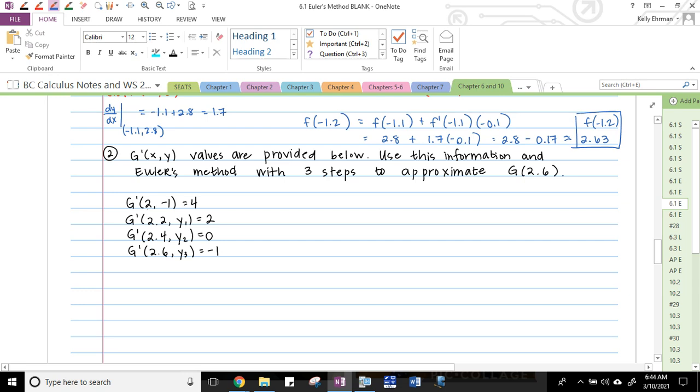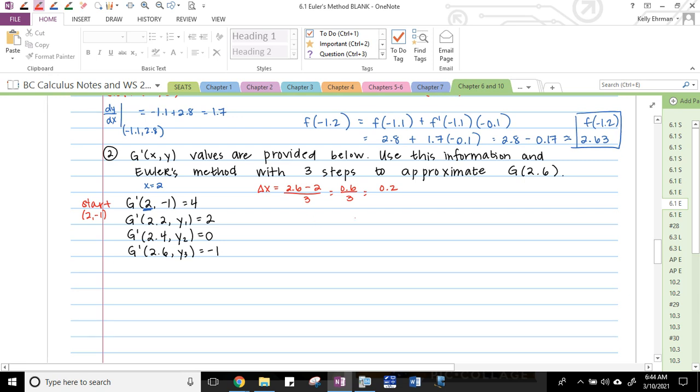All right, so I'm noticing that they started at x equals 2, and I want to get to 2.6. So the first thing I need to do is figure out delta x. The approximation is 2.6 minus where I'm starting, 2, divided by 3 steps. 0.6 divided by 3 is 0.2. So our step size for this problem is 0.2. And then we are starting at 2, negative 1, because the first derivative was taken at that point.